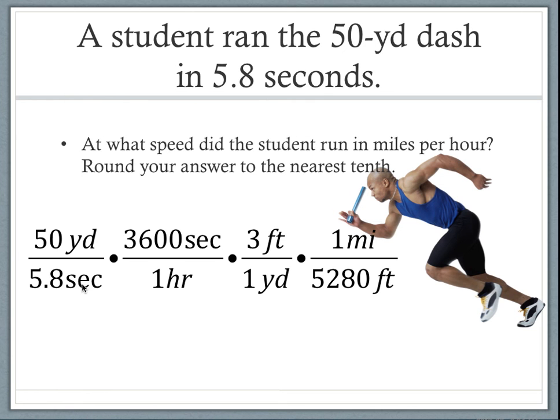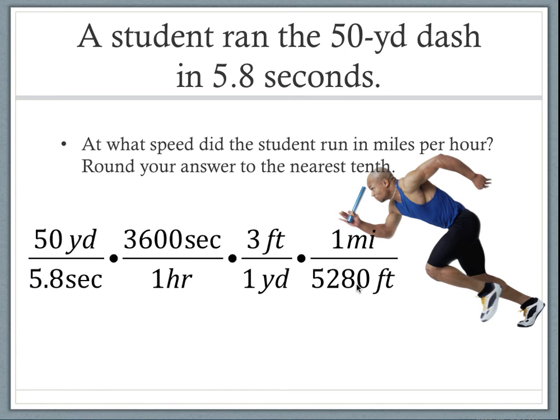Well, to change the seconds to hours, I put 3,600 seconds in an hour. And if you don't know that, it's just 60 minutes in an hour, 60 seconds in a minute. 60 times 60 is 3,600. So now the seconds will cancel, and I'm left in yards per hour. But I need to change it to miles, and I don't know the conversion in yards. So I change it to feet. 3 feet per 1 yard. The yards will cancel, and now I'm in feet per hour.